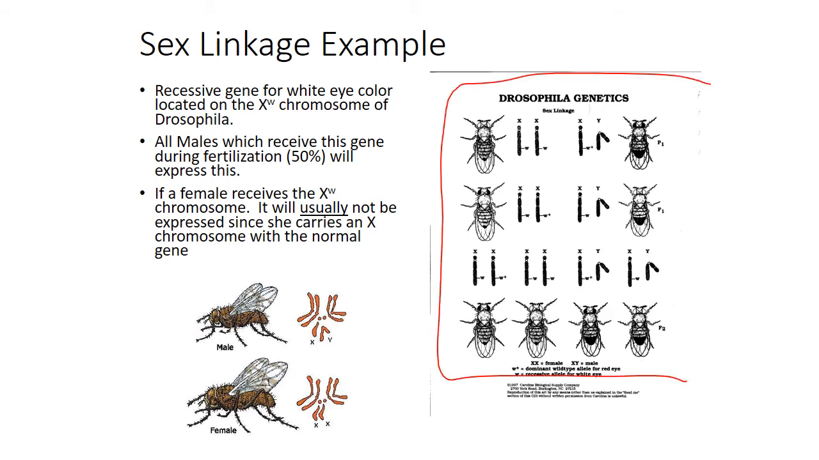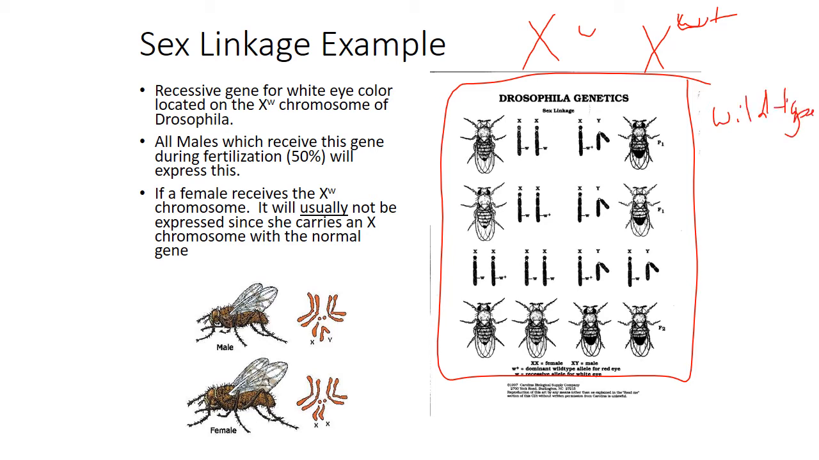Here's another. Now, if you look, they use XW and then XW plus. XW plus means that it has the red eye color or is the wild type. So you can look at it as WT.